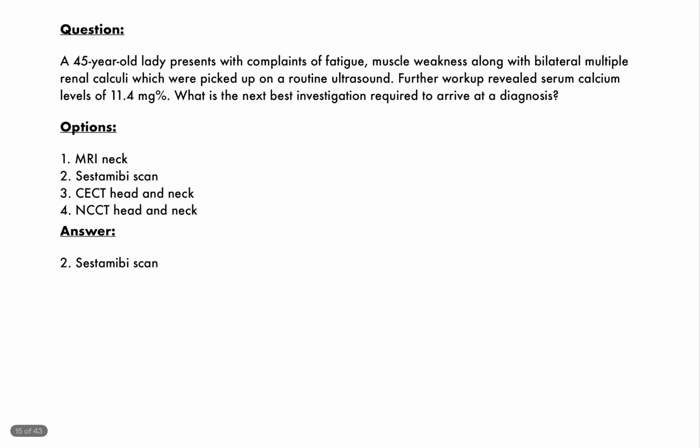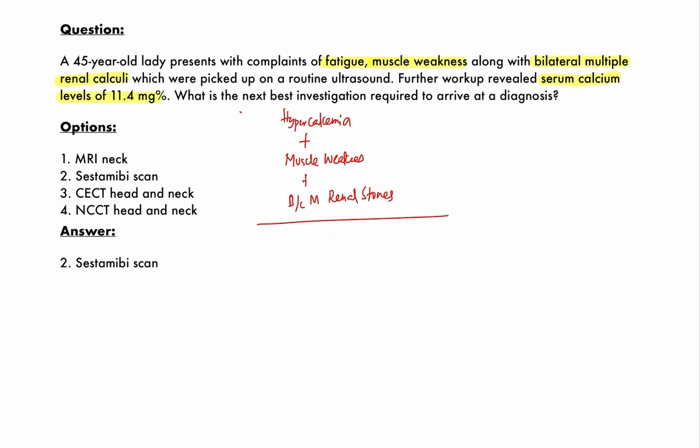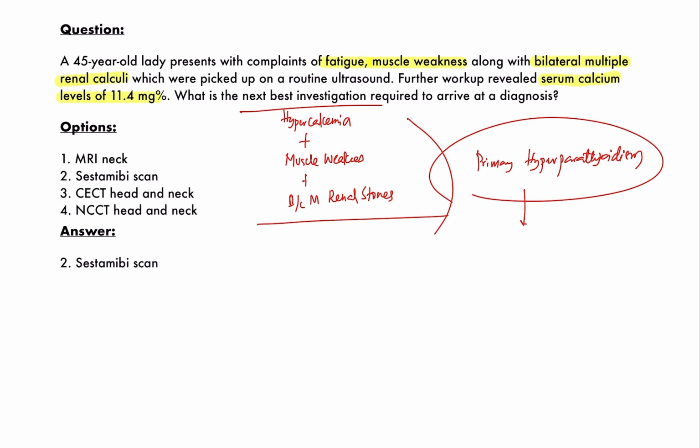Now, a 45-year-old lady presents with complaints of fatigue, muscle weakness, bilateral multiple renal stones, and elevated serum calcium. So you have hypercalcemia, you have muscle weakness or fatigue, and you have bilateral multiple renal stones. Pains, stones, groans. What is this? Primary hyperparathyroidism.